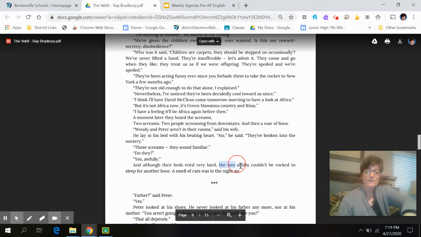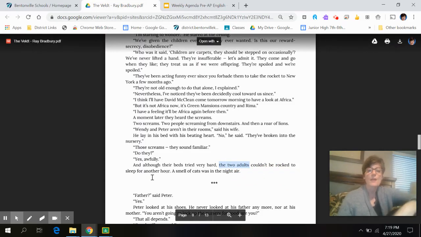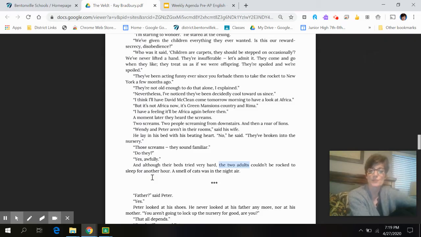There's also some significant references here where it says the adults couldn't be rocked to sleep for another hour. Most of the time, it's not adults who are being rocked to sleep. It's babies who are being rocked to sleep. So I think the author is using kind of like that juxtaposition here that's really interesting to show that the adults have no power in the house. So they're treated like babies.